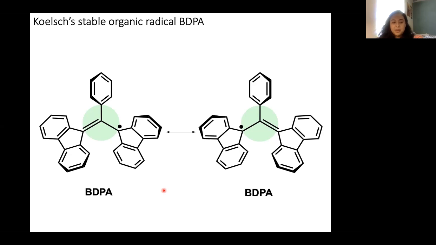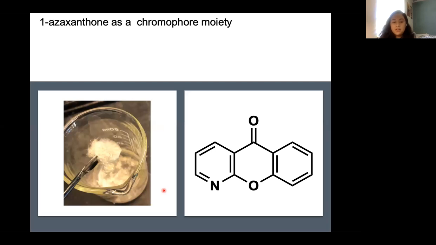I saw that this BDPA molecule was good, but it doesn't luminesce. This is a non-luminescent organic stable radical. We want to make a luminescent radical, therefore we searched the chromophore literature and found 1-azaxanthone was a very viable option. 1-Azaxanthone has been known to fluoresce as a ketyl radical. And this is a picture of it. It's a very beautiful compound that we have to make.